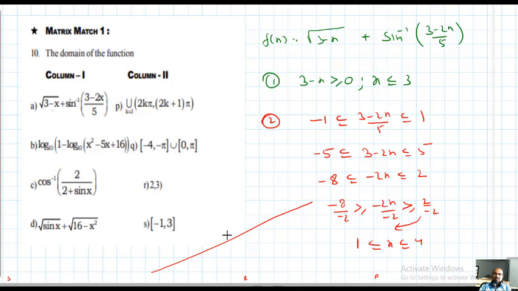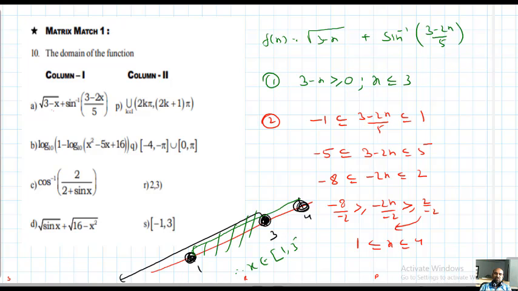The first one says that here 3 is there, here 1, here 4. So the first one says your x value should be less than or equal to 3. The other one says between 1 to 4, with 1 included and 4 included. So this is the intersection. What I can say is the domain, x belongs to closed 1 to 3. This is the domain of the function.